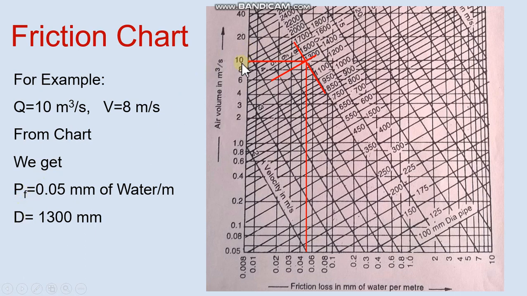How? Let us see. For Q equal to 10 meter cube per second we draw this line, and for velocity 8 meter per second we draw this line. At the intersection of these two lines we get one point. Through this point, if we project a line on this PF scale, we get PF equal to 0.05 mm of water per meter of length of duct. And at this point, if we draw a line parallel to the diameter lines, we get a diameter of 1300 mm.